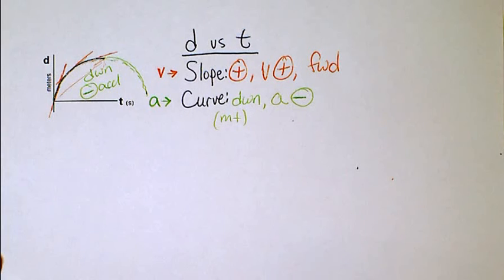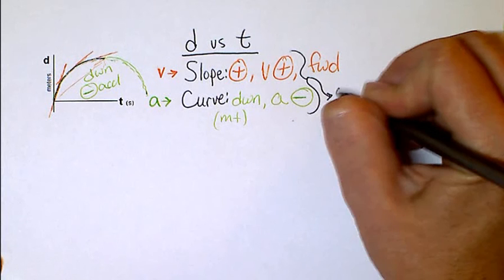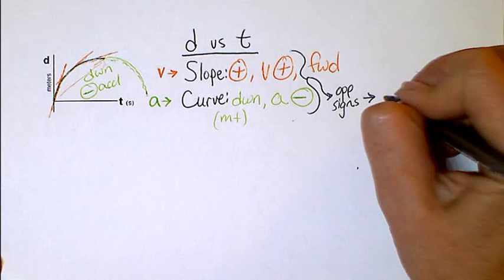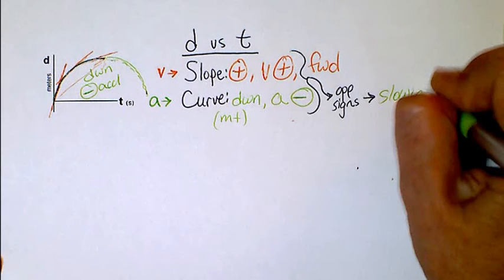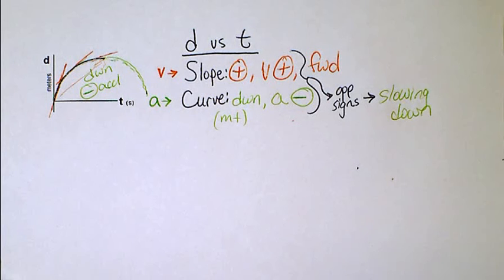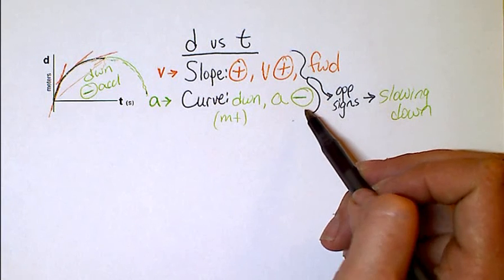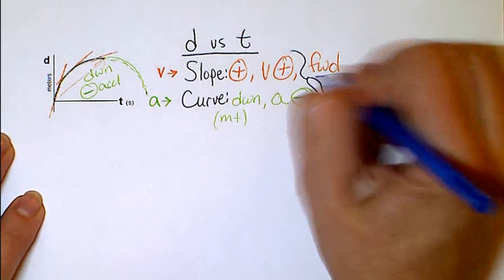And then the two of these together, because they have opposite signs, means that it's slowing down. So when you have opposite signs, they're working against each other. Velocity is already going forward, but then the acceleration is negative and it's taking away from it. So I can say that this object is moving forward and slowing down.